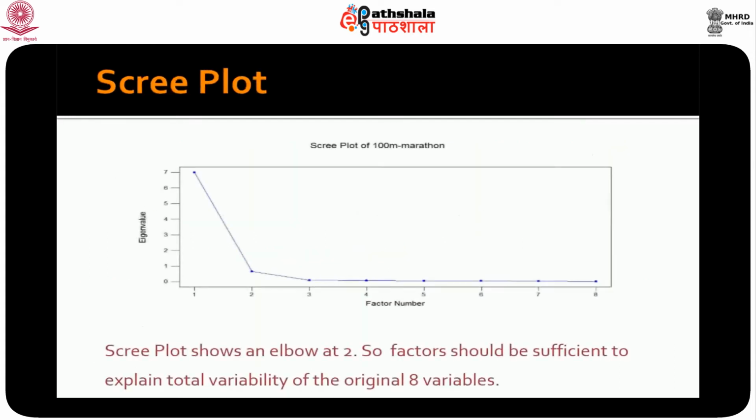In fact, if you look at the scree plot, which actually shows you the amount of variability explained by the factors, you will find that the first factor has explained the maximum of the variability, followed by the second, and by the second we have explained almost 90%, and then it flattens out. Okay? So, in that case, we would be retaining 2 or at most 3 factors.